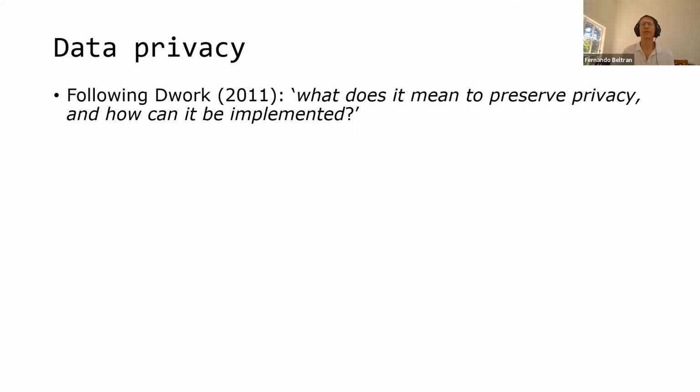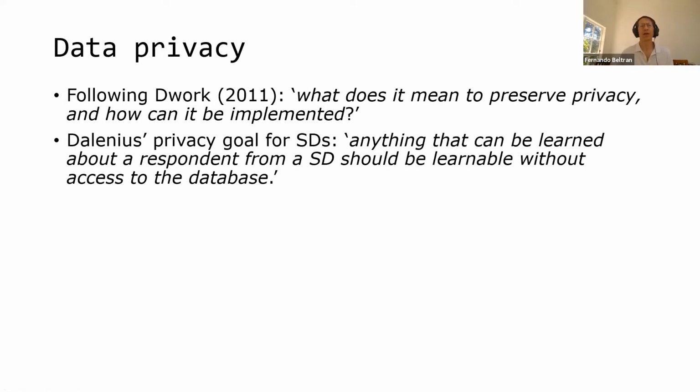All right, so in 2011, the researcher who has been identified as the person who first brought differential privacy back in the mid-2000s was asking, in a very interesting paper, what does it mean to preserve privacy and how can it be implemented? She referred to a statistician in the late 70s by the name of Dalenius, who established a sort of goal for this: anything that can be learned about a respondent from a statistical database should be learnable without access to the database. And this was in line with what happened in cryptographic methods. Cryptography has that flavor, the flavor behind this principle.